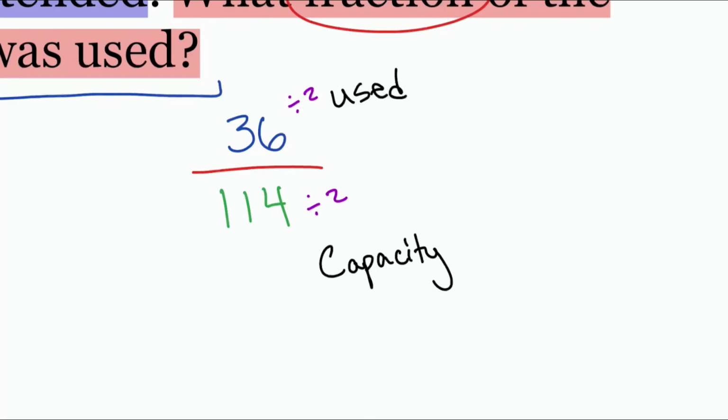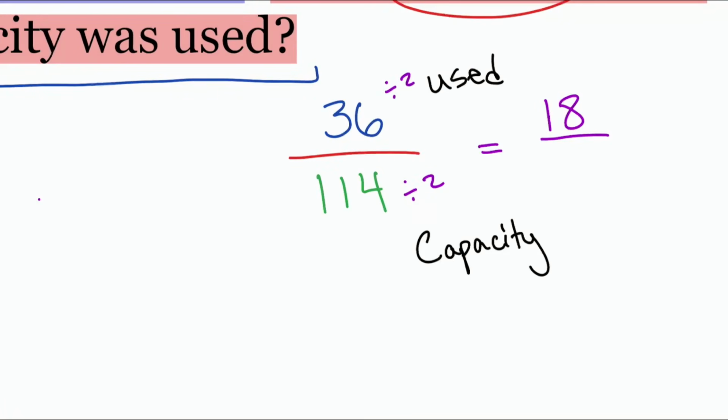Let's try this out. Everybody, what's 36 divided by 2? 36 divided by 2, that will be correct, 18. Then we have 114 divided by 2. What is that going to be? And even if you didn't know right off the cuff, no worries. Let's do 2 into 114. 2 doesn't go into 1, but it does go into 11.